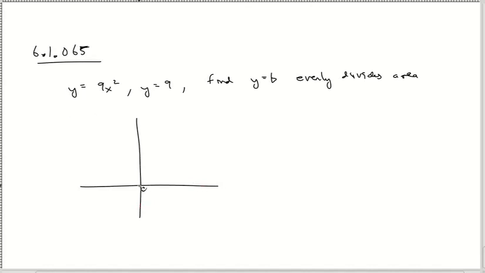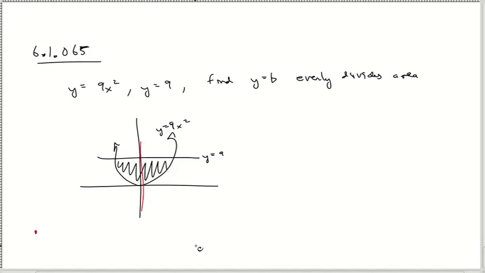So we have this parabola, this 9x squared. Make that a little bit better. That's going to be good enough. And then we got y equals 9. It's going to be a flat line. So we got y equals 9, we got here 9x squared, and this is the area that they're looking for. They want to cut it in half.